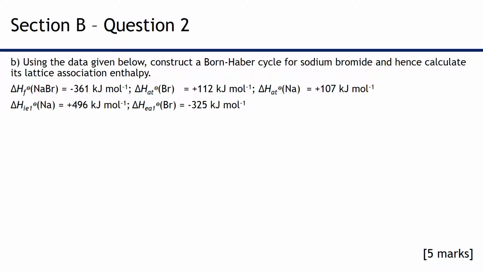Then in part B, you're asked to use the data given below to construct a Born-Haber cycle for sodium bromide and hence calculate its lattice association enthalpy. And you're given a lot of data here. We have the enthalpy of formation for sodium bromide, the enthalpy for the atomization of bromine, the enthalpy for the atomization of sodium, the first ionization energy for sodium, and the first electron affinity for bromine.